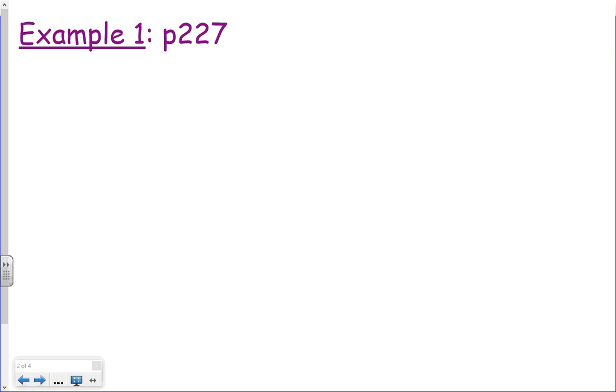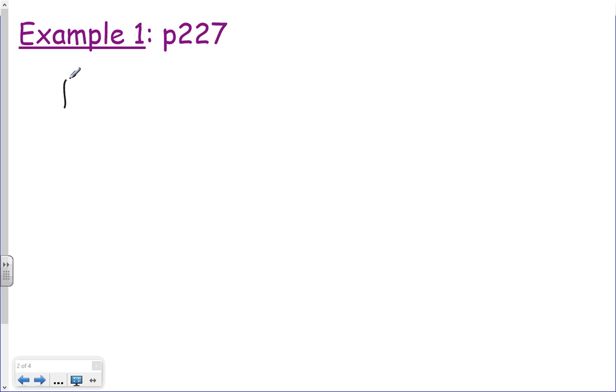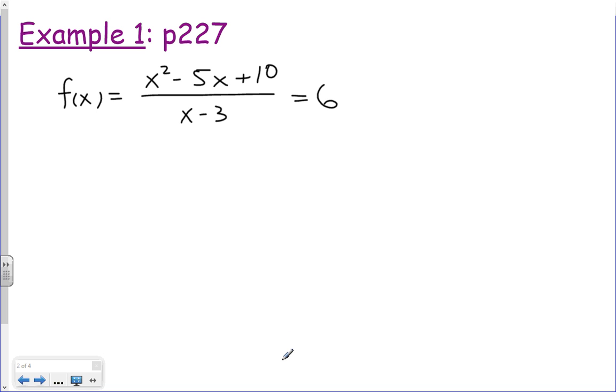All right, there's several examples that I want to go through here with you. So look at example number 1. Example number 1 says for the function f of x equals that rational function there, find out x algebraically if f of x is equal to 6. So we've got f of x is equal to x squared minus 5x plus 10, and we're dividing that by x minus 3. And we're trying to find out where this is equal to 6.